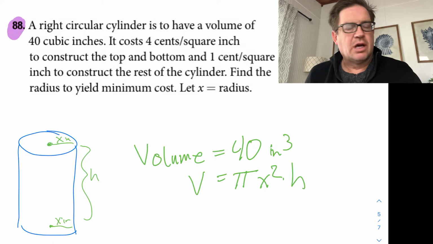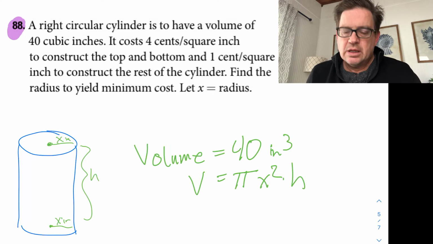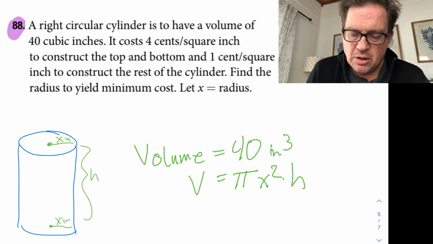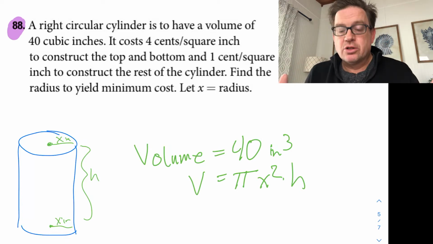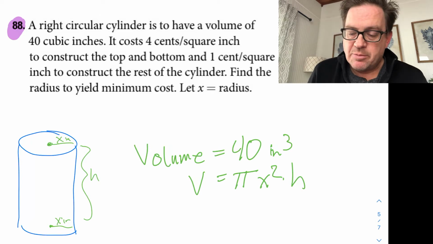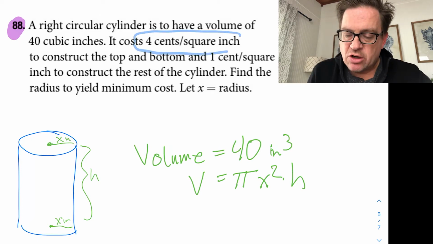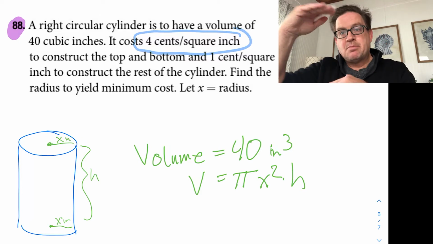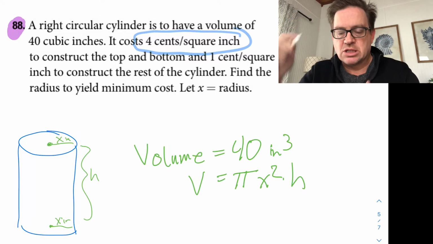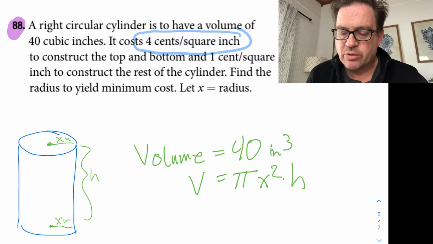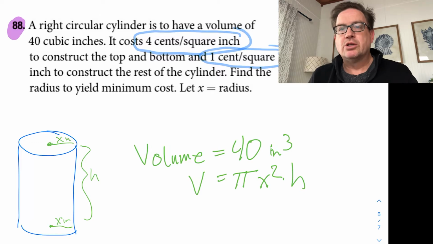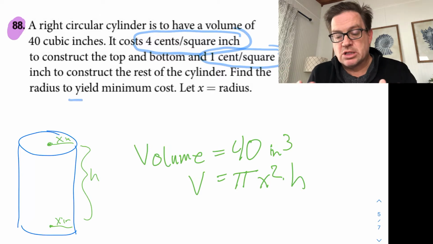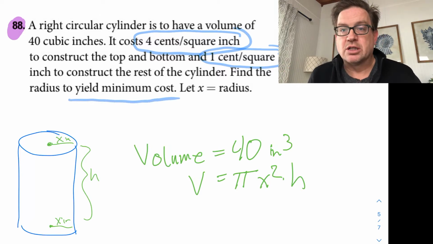Here's a video explanation of a word problem from the rational functions section. We have a right circular cylinder with a volume of 40 cubic inches. The top and bottom have to be stronger, so they cost more: 4 cents per square inch, while the sides only cost 1 cent per square inch. We want to build a cylinder that's big enough to hold 40 cubic inches, but has the smallest possible cost. We want to minimize the cost.